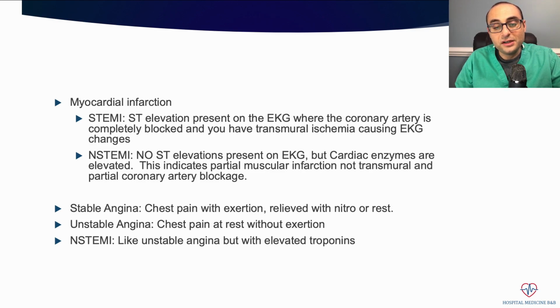Physiologically, what's happening here is that one of their coronary arteries is completely blocked to the point that you have transmural infarction. So the whole thickness of the muscle is dead or is having ischemia. When that happens, you're going to have EKG changes, which is ST elevation on certain leads. And it's usually 2 leads on the EKG.